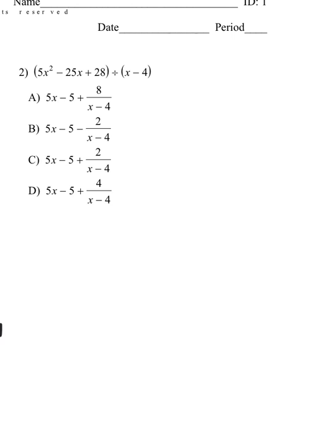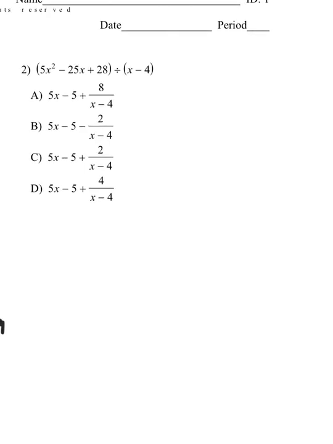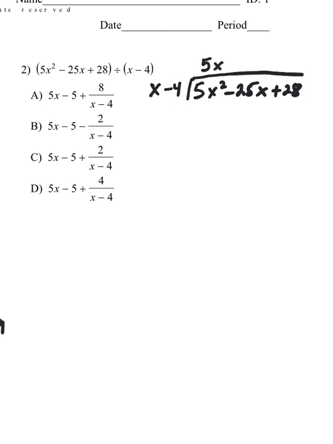So we're going to go ahead and be dividing these polynomials. So we have 5x squared minus 25x plus 28, and we're dividing this by x minus 4. So we're dividing these polynomials again, so we're going to focus our attention on x. x times what value will give you 5x squared? So we notice that if we have 5x up here, 5x times x gives you 5x squared.